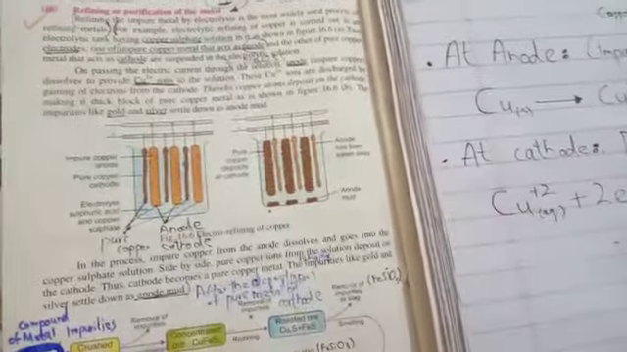So here this is the process in which we can separate copper from its mineral ores in 3 stages. The first one is concentration, the second one is extraction, and the last one is refining. Hope you will get the concept.